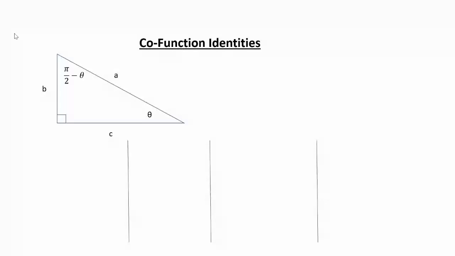Function identities. What are they and how are they used? That's the question that we're going to be trying to answer today. And I'm going to start this off by drawing you a right triangle. I have on the screen right now a right triangle.